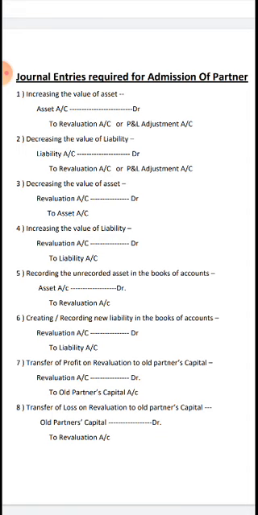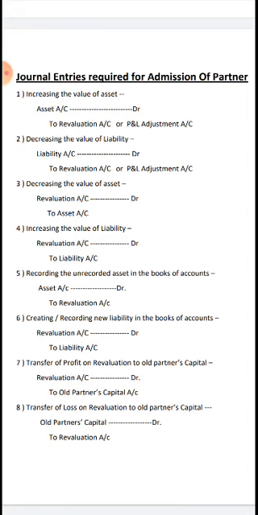Third transaction is decreasing the value of asset. If the value of asset gets reduced, originally an asset has a debit balance, so I would like to reduce that balance. So exactly the opposite balance is given to the asset account, that is a credit balance. So I am giving revaluation account debit to asset account.